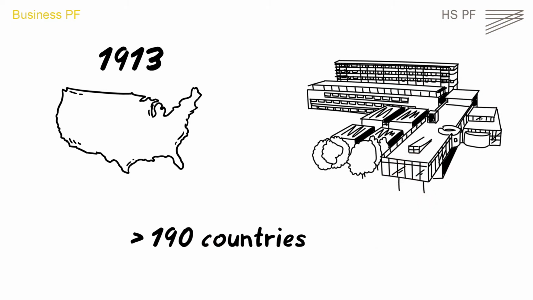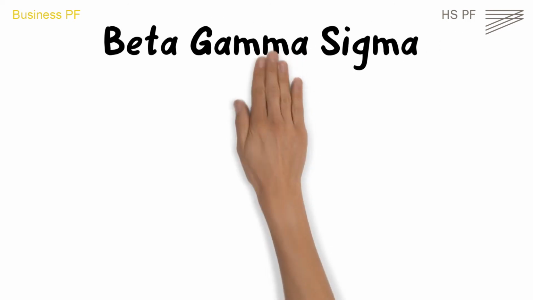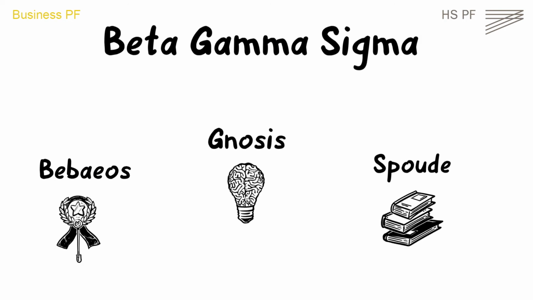Business School Pforzheim has been a member since 2014. The name Beta Gamma Sigma is composed of three letters of the Greek alphabet: Bebeus as honor, Gnosis as wisdom, and Spude as seriousness.